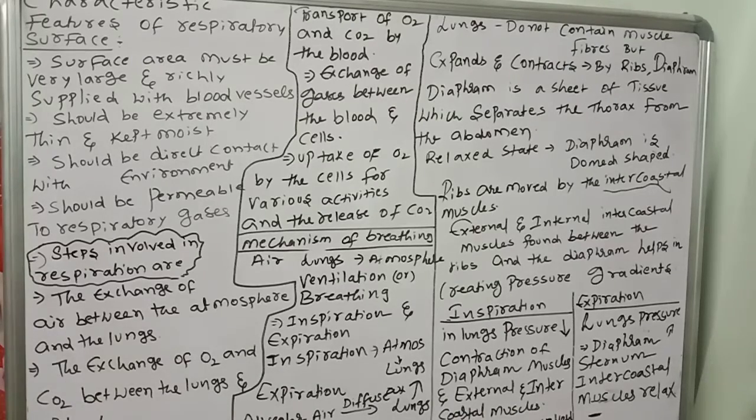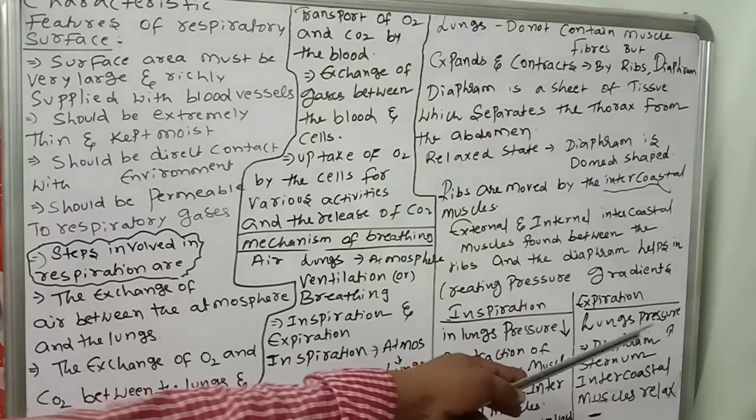Contraction. So that's why the chest, what you call the lung cavity, will be increased and the pressure will be decreased. Compared with atmospheric air pressure, the lung pressure will be less. Then air will enter into the lungs. What about expiration? The lung pressure will be more.